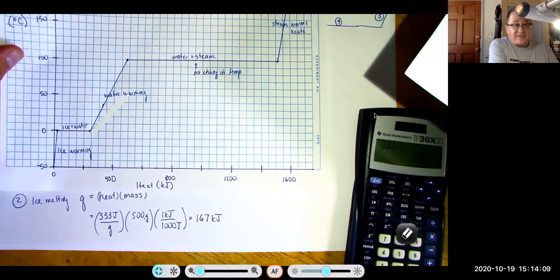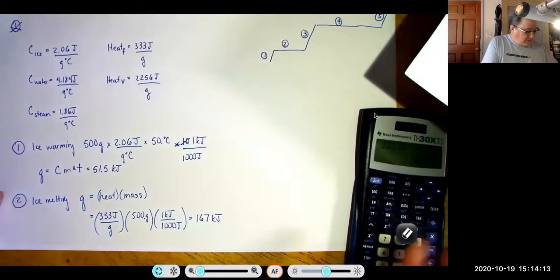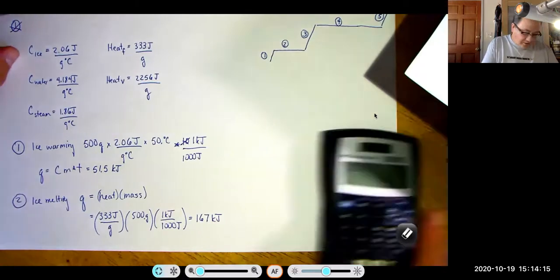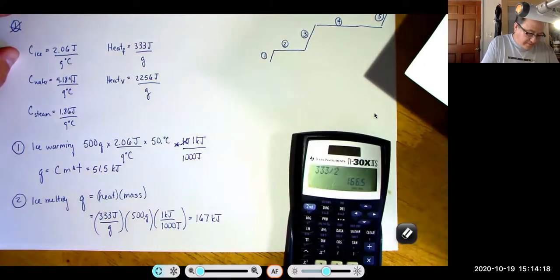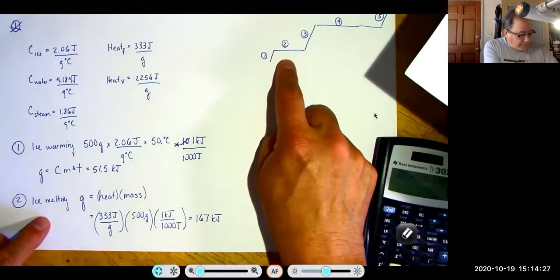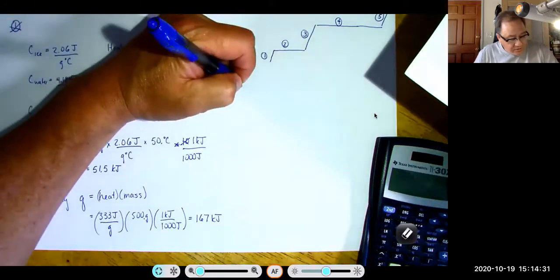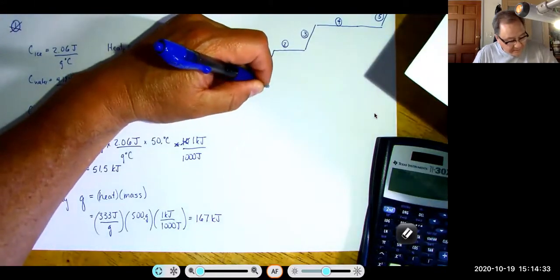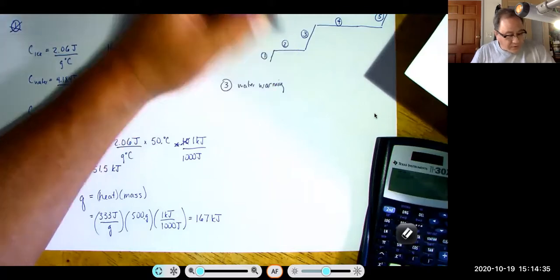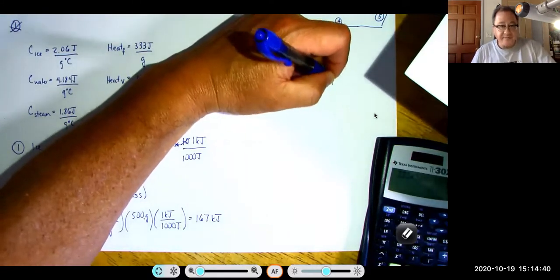Now, I'll be honest, it doesn't look like it's that wide to me. It looks a little wider. Okay, let me make sure I did this correctly. Yep, 167. So this is the ice melting part. And then number 3 is for the water warming. So here we're going to use Q is equal to C m delta T.